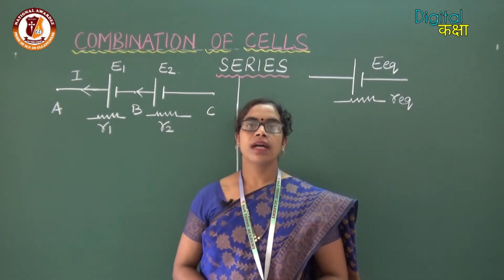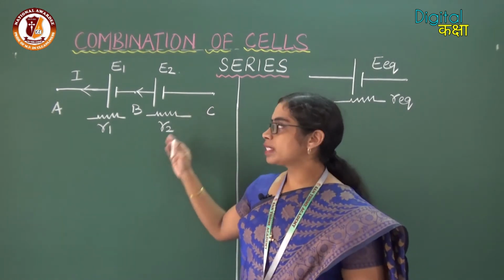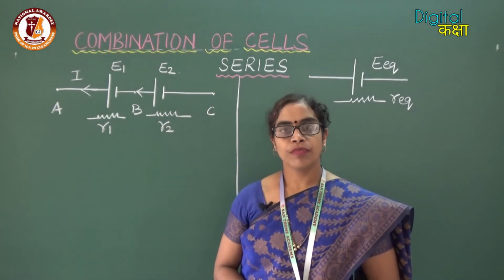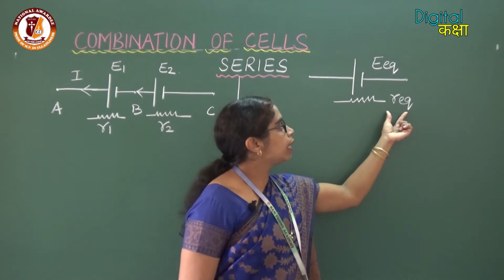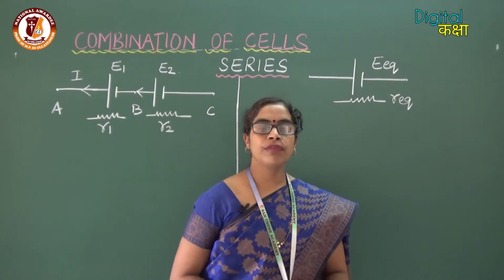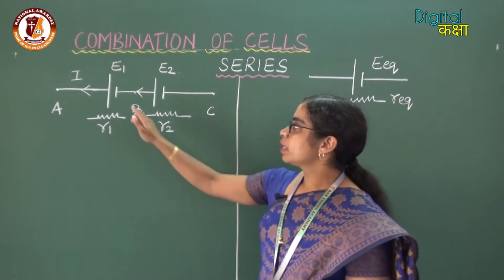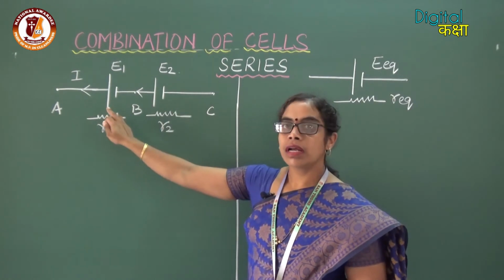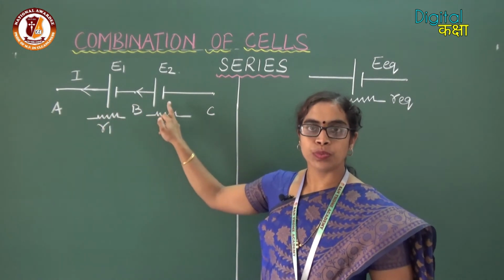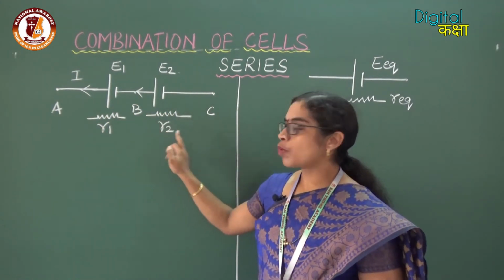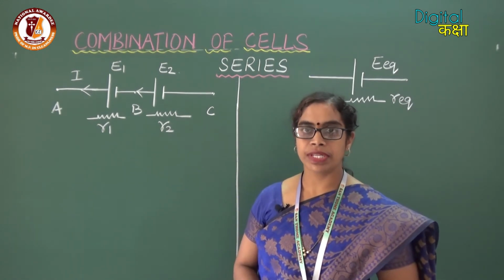For cells there are two combinations. The first one is the series combination, which we will be studying in order to get the formula for the equivalent internal resistance and equivalent EMF of the two cells. So let us first understand the circuit diagram. In this circuit diagram, there are two cells with their EMF values E1 and E2. Small r1 and small r2 represent their internal resistances respectively.